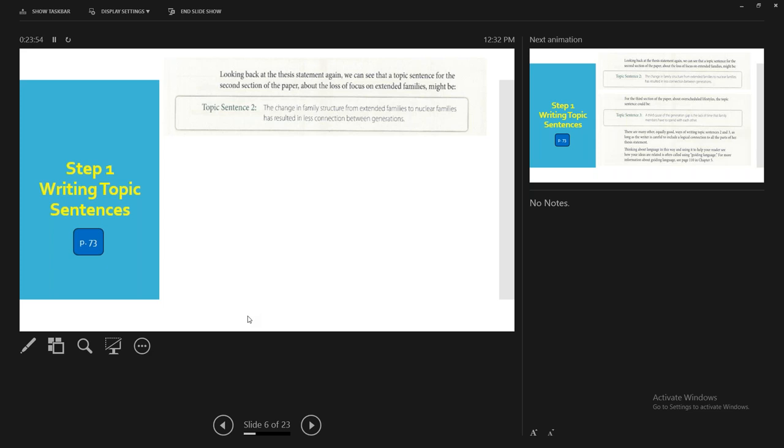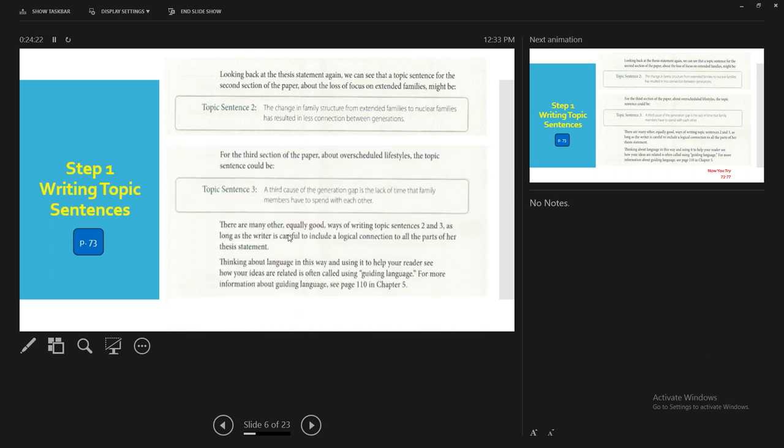The third one, does it repeat a supporting point? Yes, okay, good. Any question about this? Okay, next one. For the third section of the paper, that is the third body paragraph, if you like, about overscheduled lifestyles. The sample or suggested topic sentence given here is, a third cause of the generation gap is the lack of time that family members have to spend with each other.